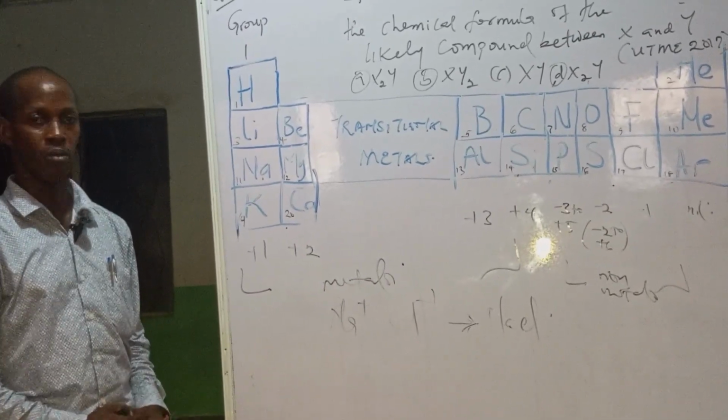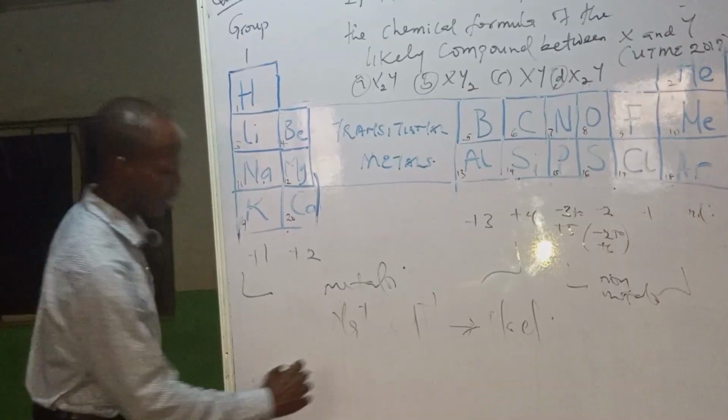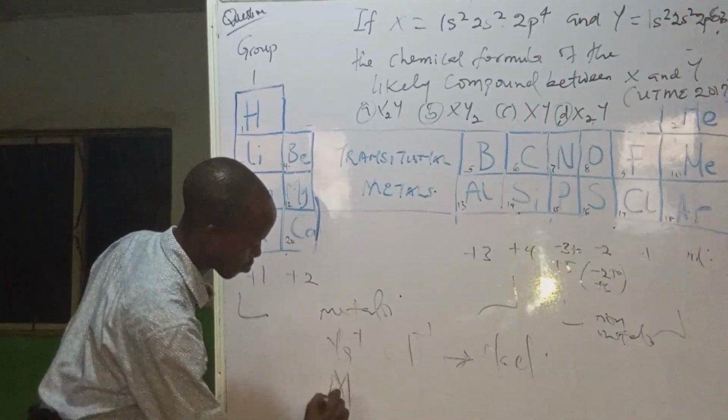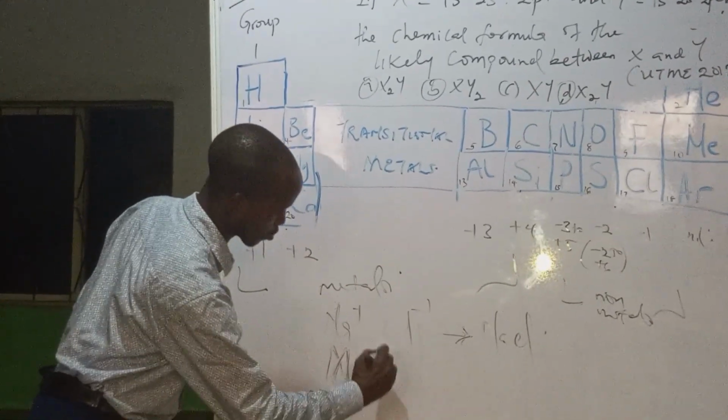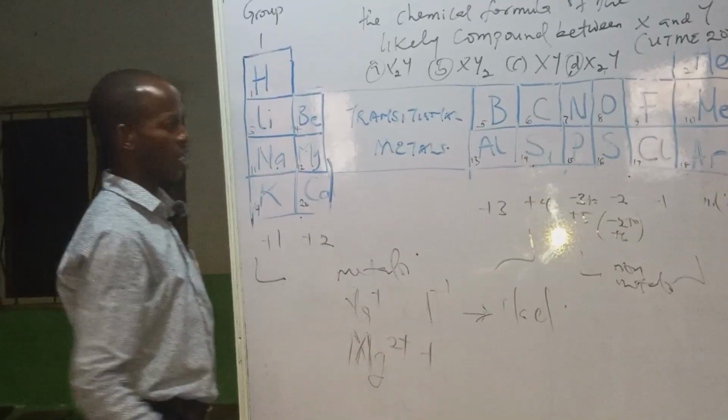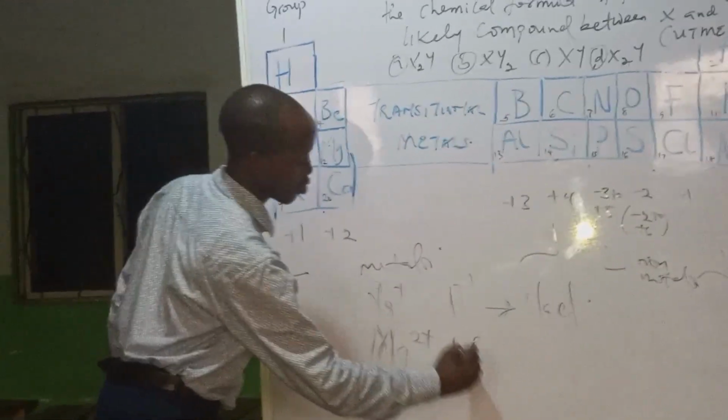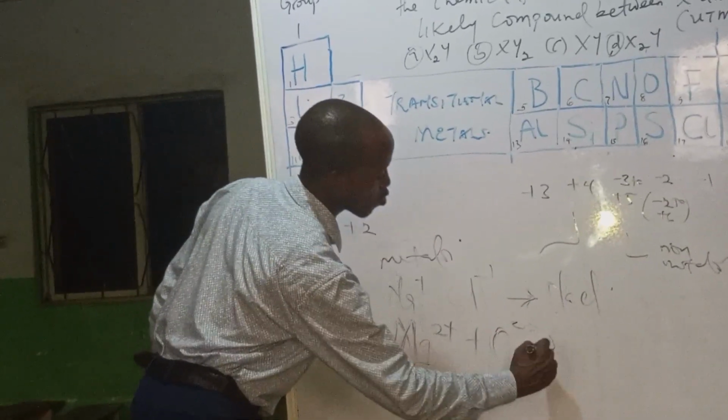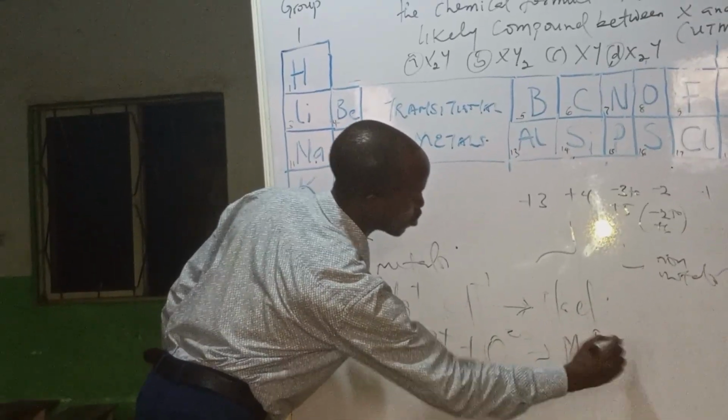Take for example, you have magnesium, 2+. Pick an element. You can pick oxygen, 2-. Then you have MgO, which is 0.